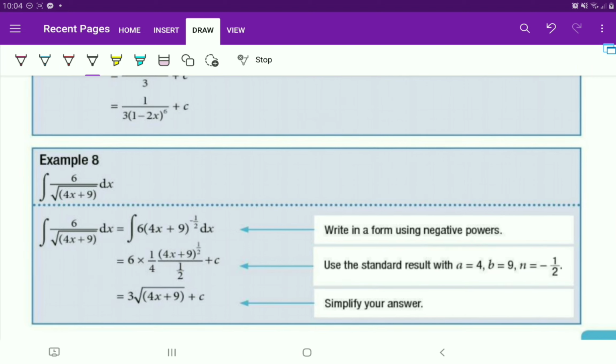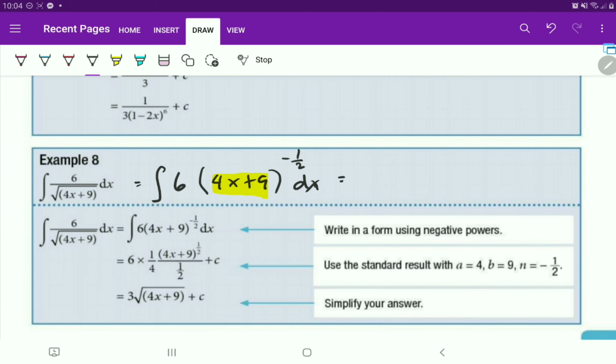Alright, example number 8. Now this one involves, what do you call this one? A radical. So 6 times 4x plus 9 to the power of negative 1/2. Again, always take a look at the one inside. It must be linear. I keep on repeating, it must be linear. If it's not linear, you cannot use this one.